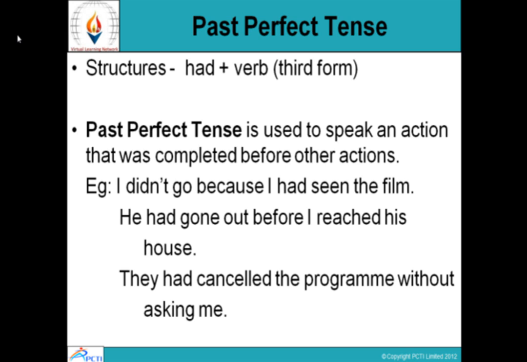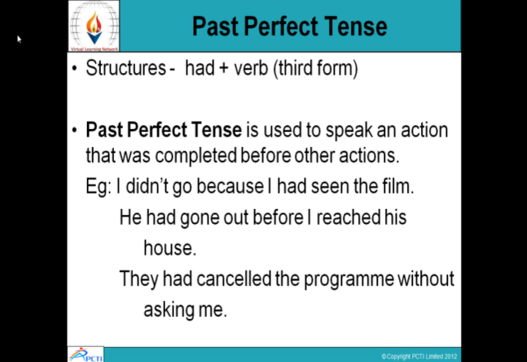He had gone out before I reached his house. Now what action happened first? He had gone out. I reached his house later. Because when I reached his house, he had already gone. So the action of his going happened before the action of my reaching his house. So that's why his going out we will say in past perfect tense. He had gone out before I reached his house.